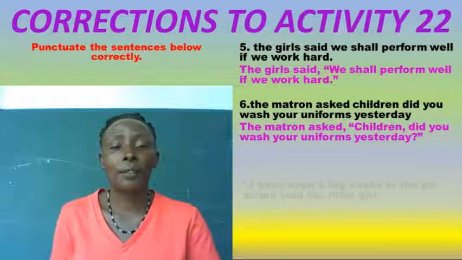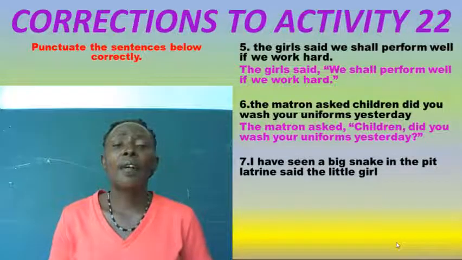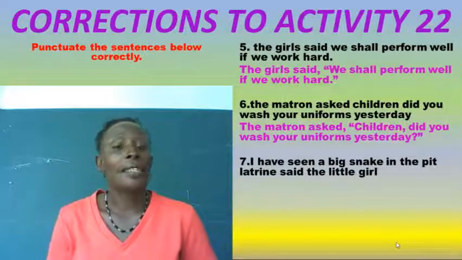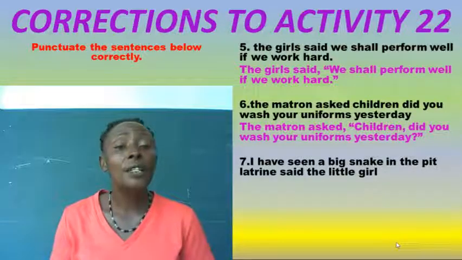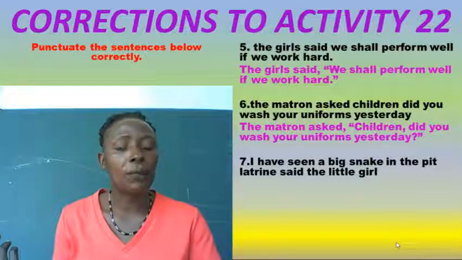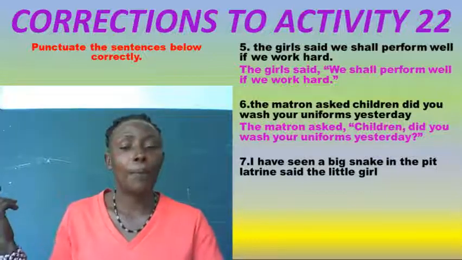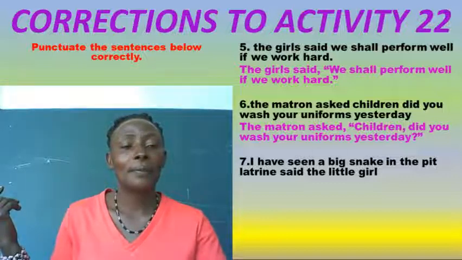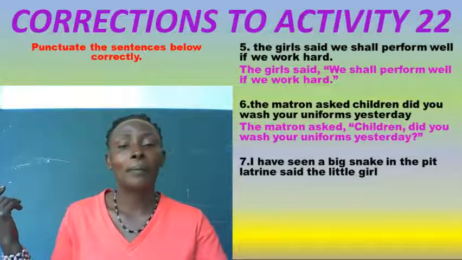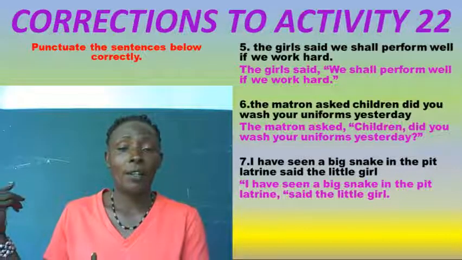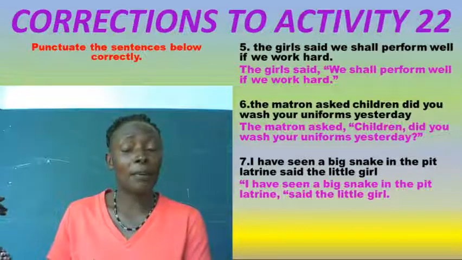Let's look at question 7, which is, I have seen a big snake in the peanut tree, said the little girl. The statement is in affirmative, and it begins with the actual words and ends with a speech tag. So if you punctuate it, you have to open with the quotation marks. Remember, it begins with the pronoun I. It must be a capital I.